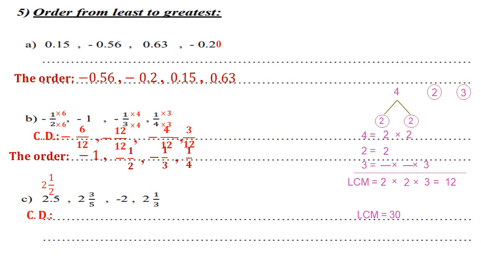So the common denominator will be 30. I have to multiply half up and down by 15. So it will be 2 and 15 over 30.